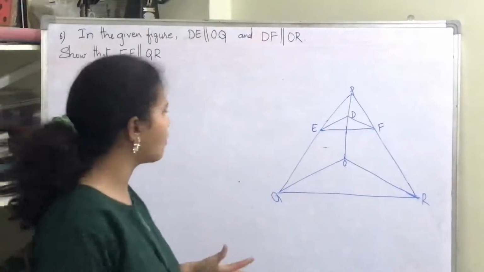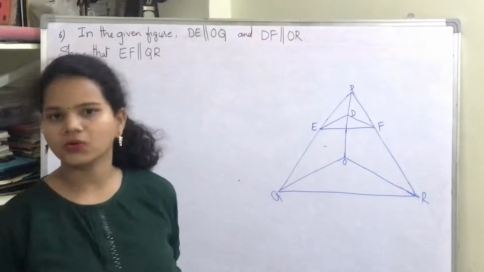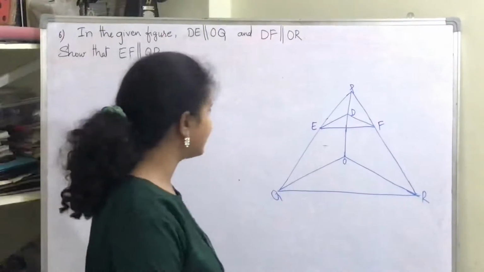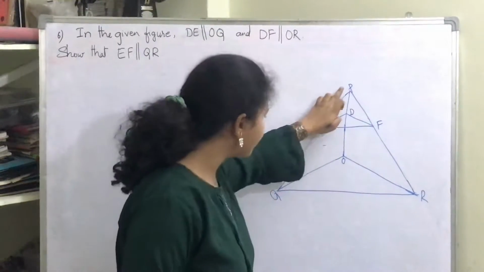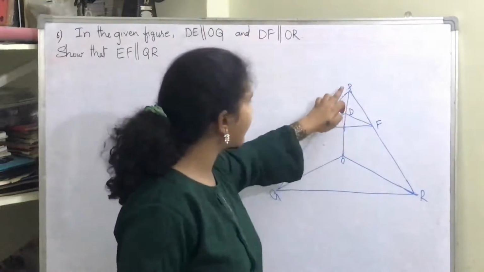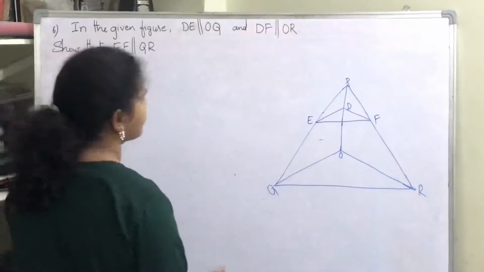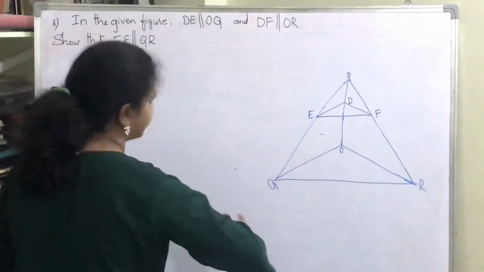So we must show what? EF should be parallel to QR. To show this, firstly let's consider these two triangles, triangle POQ and triangle POR. By this we can prove that EF is parallel to QR.